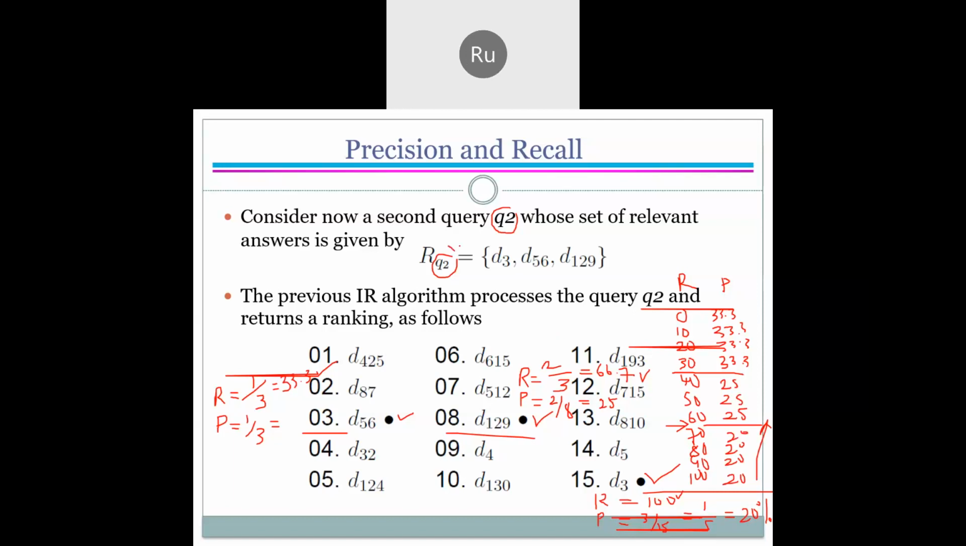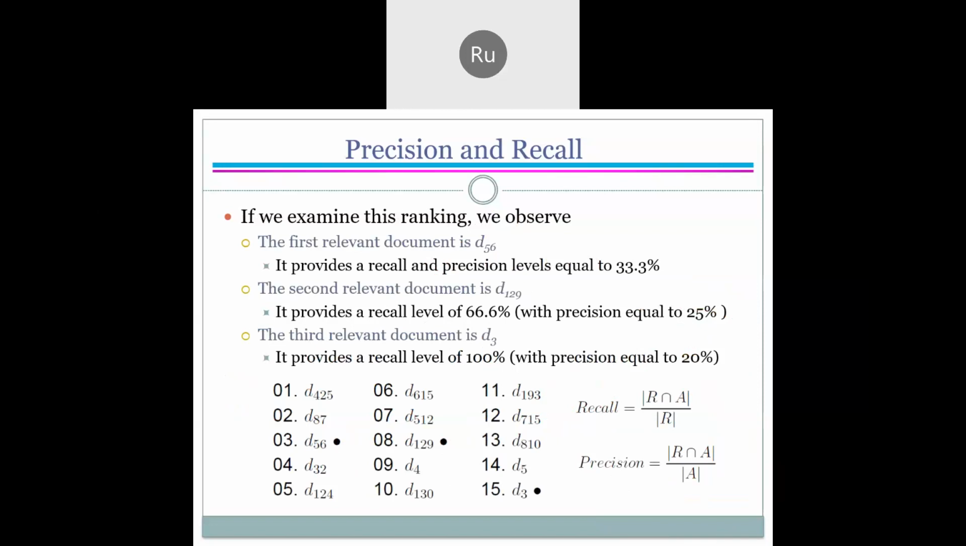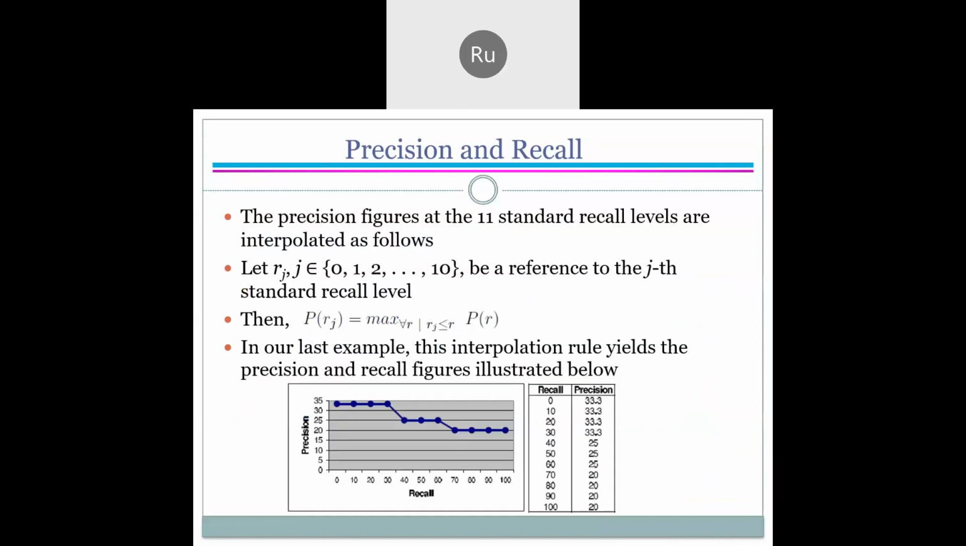So this is for query number 2. Okay, so for query number 2, we will have this. This is the plot that we have for recall versus precision. Okay, so this is the area under the curve.